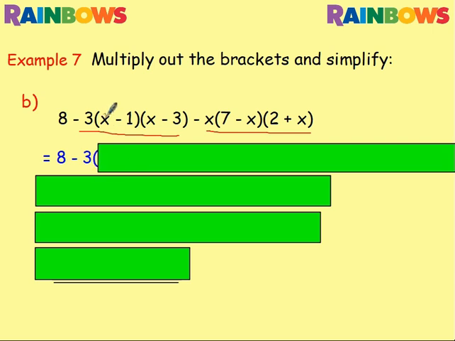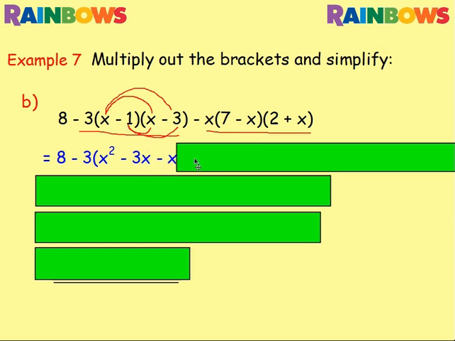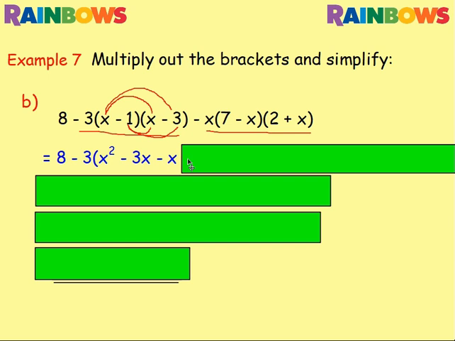And what I'm doing is I'm multiplying out the brackets first of all. So I'm doing the x times the x and the x times the negative 3. Then the negative 1 times x and negative 1 times negative 3. So I'm leaving the 3 times as it is. Let's write that as 3 bracket. And x times x is x squared. X times negative 3 is negative 3x. Negative 1 times x is negative x. And negative 1 times negative 3 is plus 3. Good. Then I've got takeaway.